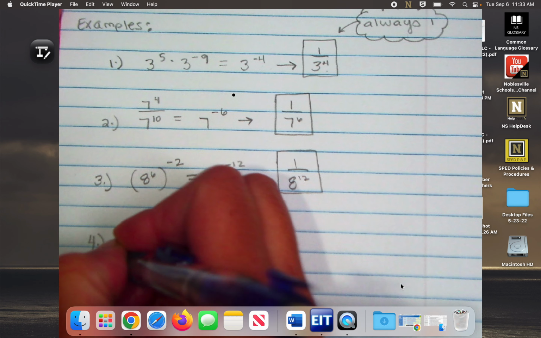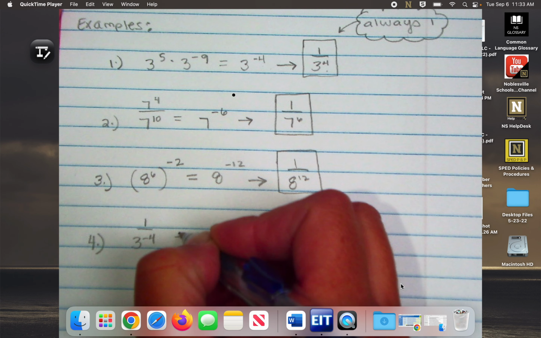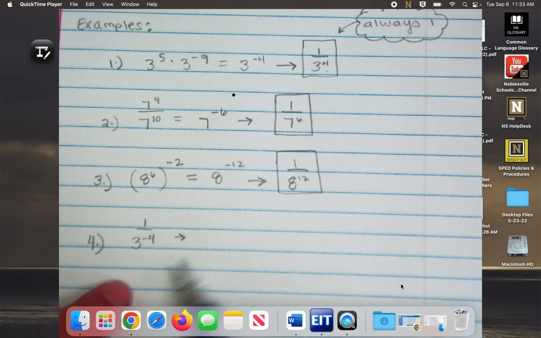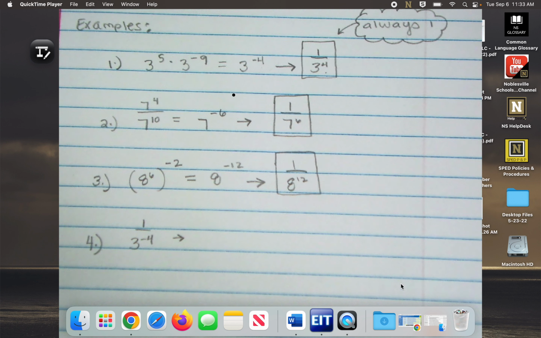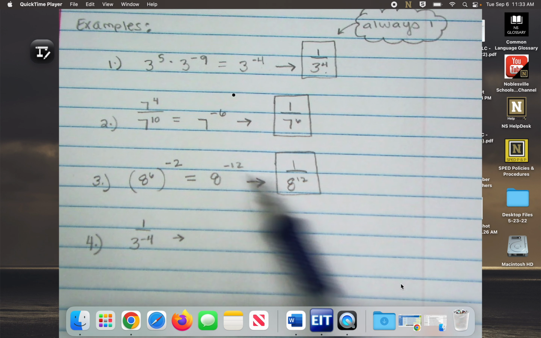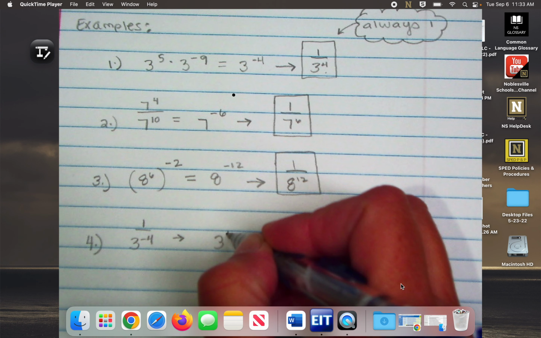Okay, what if it looks like this? 1 over 3 to the negative 4. Does anybody want to make an educated guess as to what I would do to make this in the OK format? So for here, I moved this whole thing to the denominator and put a 1 over it. What do you think I would do here? Nicole? So it's just going to be 3 to the 4th power.